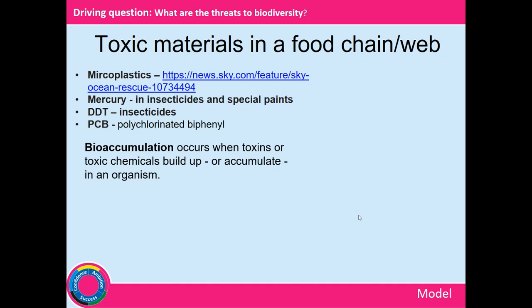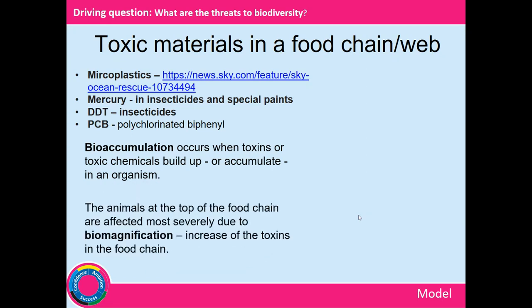Bioaccumulation, we talked about that in year 8, occurs when toxic materials build up in an organism. But we're going to learn about another term called biomagnification, that is the increase of toxins in the food chain. So you have a buildup in a single organism as opposed to buildup in the food chain.